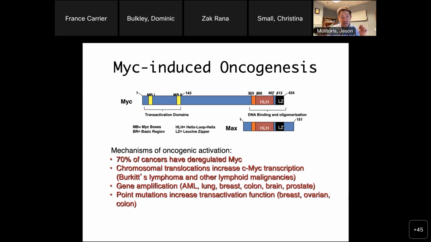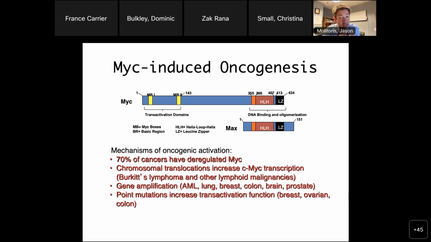The other one is BCL2. Double hit lymphomas tend to have a poorer prognosis because you've increased a pro-growth signal with MYC, and you have increased the anti-death signal with BCL2. And so you're kind of hitting both sides of that growth and death equation when both of those are impacted.